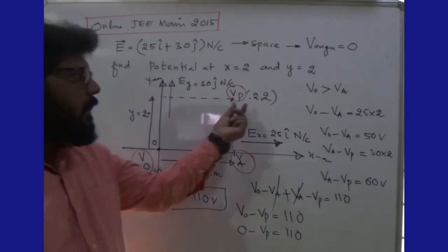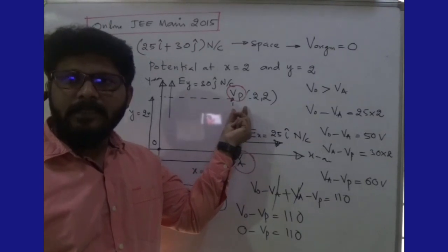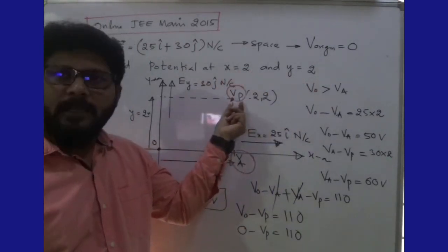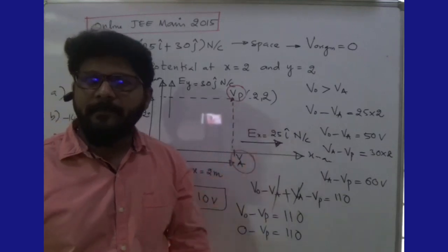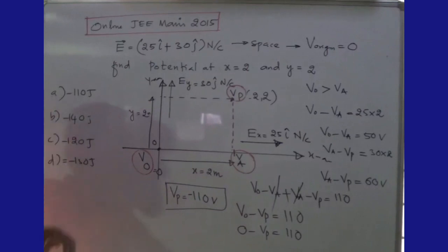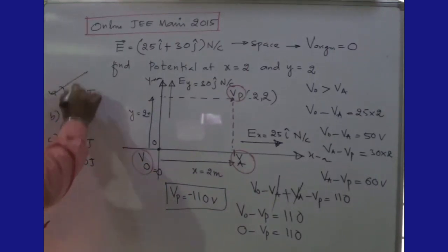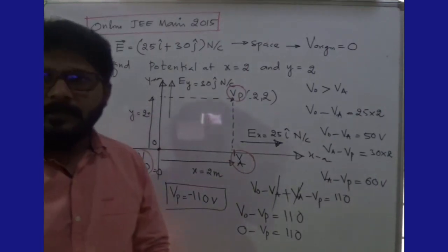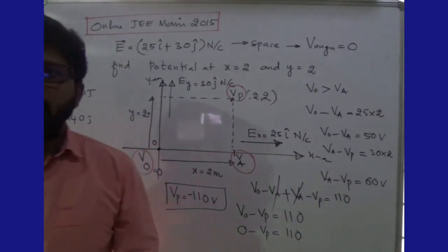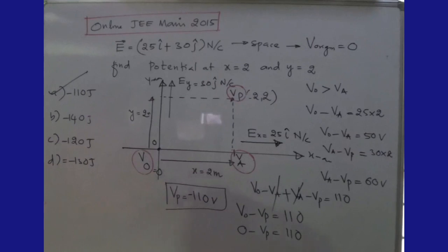Finally, it is asking at this particular point only, where x and y are the same, 2 and 2. So we are getting minus 110. Option A is the correct one. Is it clear, all of you? Yes or no?